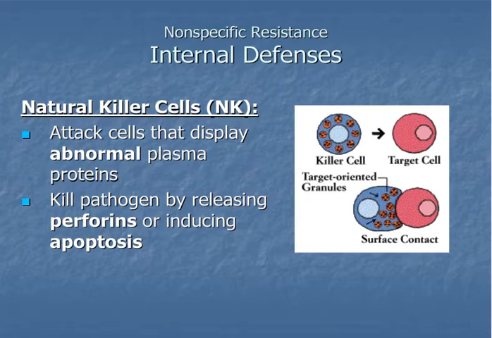Perforins are just compounds that literally perforate the cell membrane of the target cell and cause it to lyse or explode. And remember, apoptosis is programmed cell death. So natural killer cells can eliminate pathogens throughout the body by punching holes in their membrane or by causing them to undergo this programmed cell death known as apoptosis.